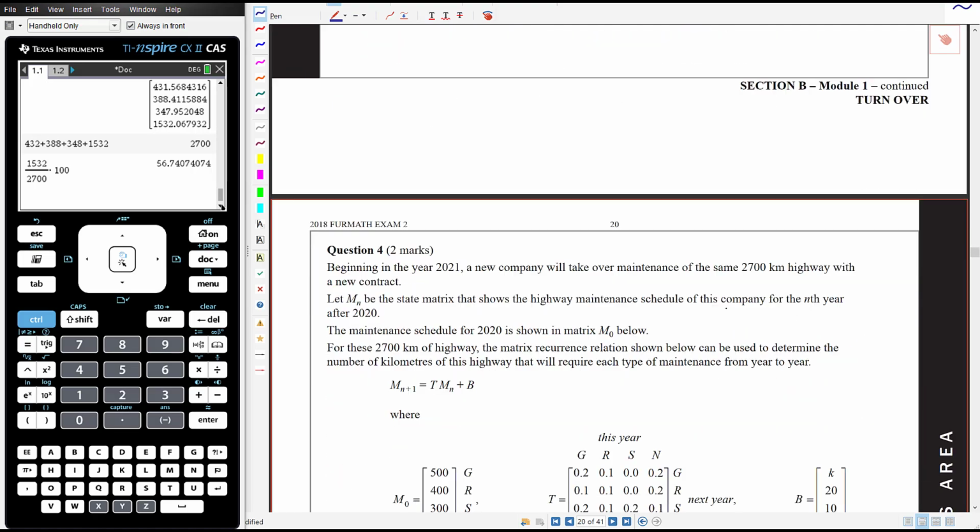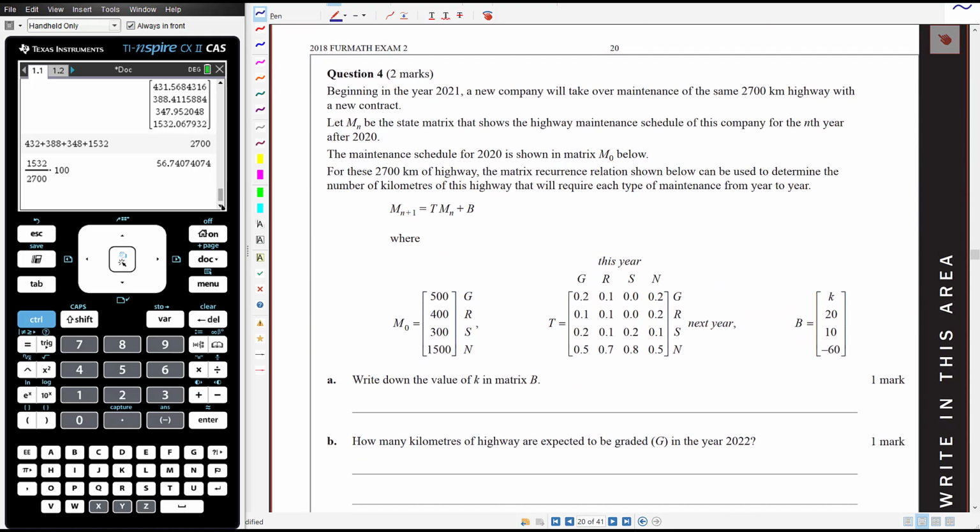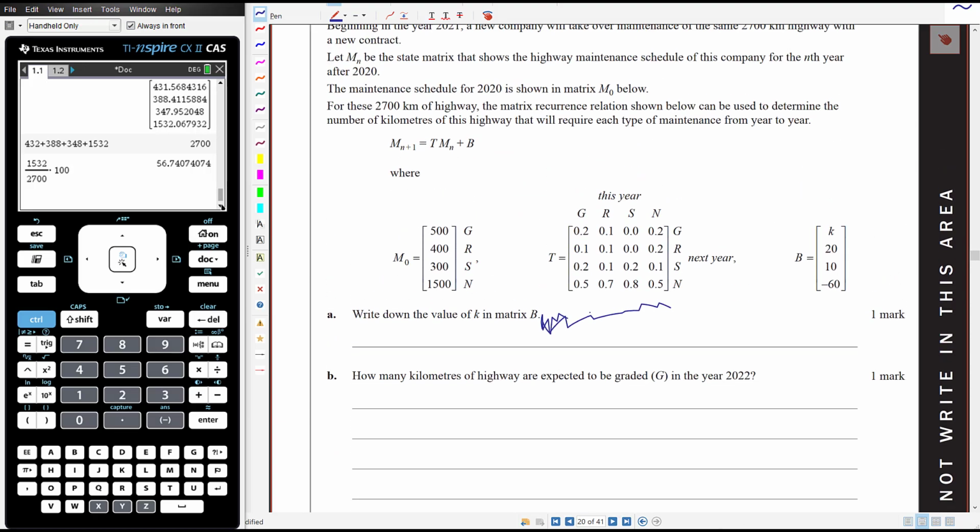Question 4. Beginning in the year 2021, a new company will take over maintenance of the same 2,700 kilometres of highway with a new contract. Let Mn be the state matrix that shows the highway maintenance schedule of this company for the nth year after 2020. The maintenance schedule for 2020 is shown in the matrix M0 below. For these 2,700 kilometres of highway, the matrix recurrence relation shown below can be used to determine the number of kilometres of this highway that will require each type of maintenance from year to year. So now we've got a transition matrix.